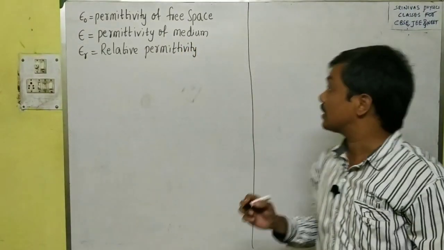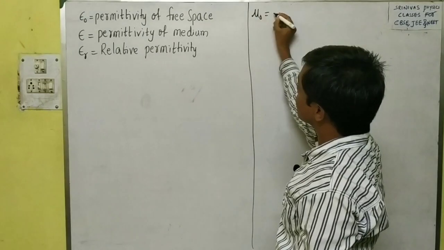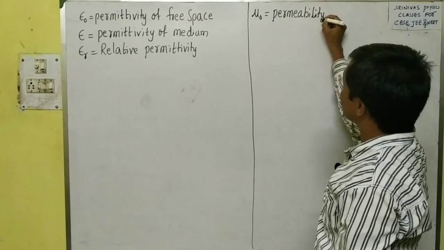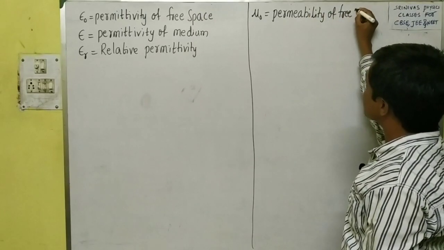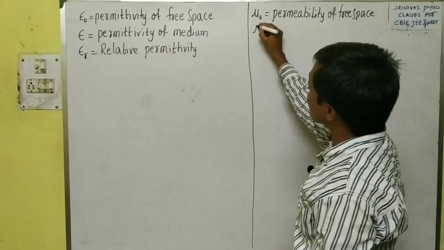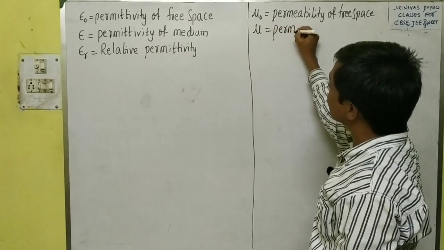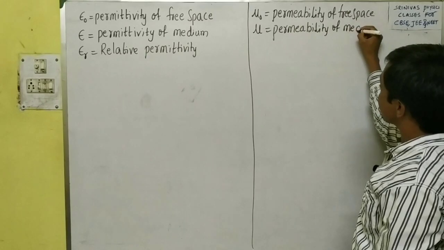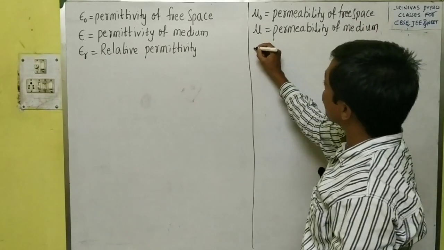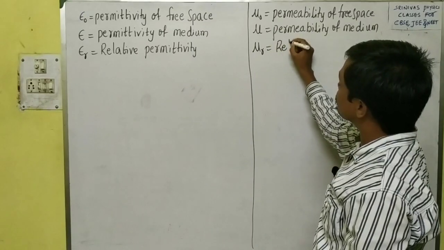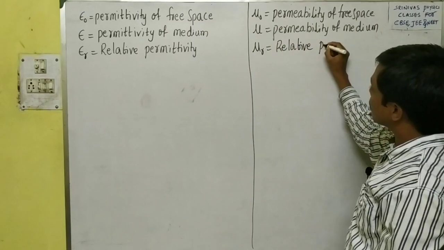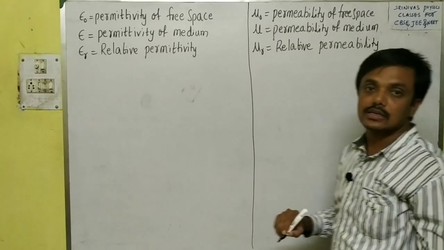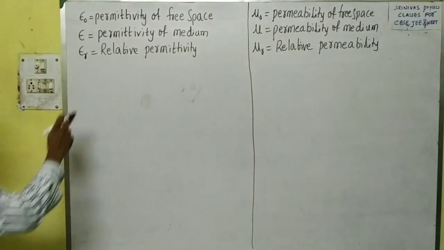Here, previously we got the terms: mu naught, permeability of free space, and mu is the permeability of medium. And mu r is the relative permeability. Next, this is about Coulomb's law in electricity and magnetism.